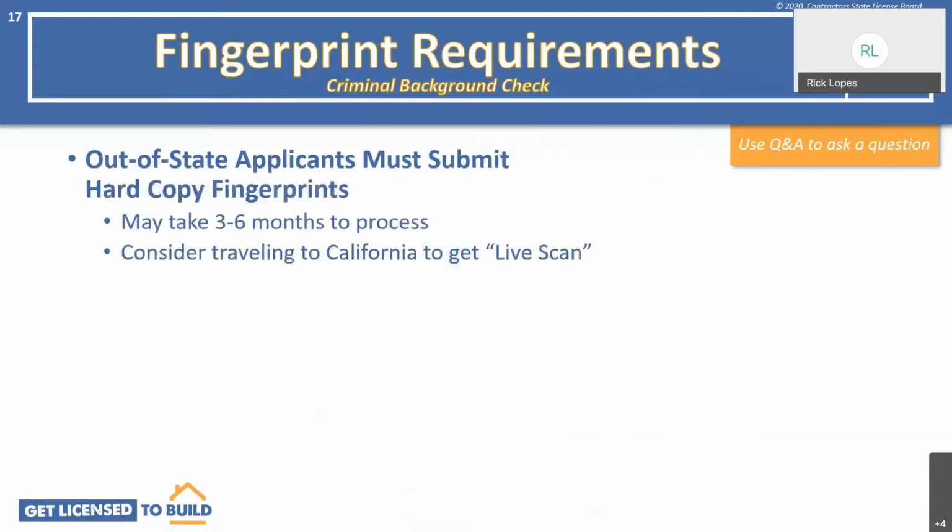If you're out of state, it's going to be a little bit tougher for you to get us fingerprints. That's because the law requires that you submit hard copies of them the old-fashioned way. And those can take anywhere between 3 and 6 months for the FBI, Department of Justice, to process. So when things settle down some more with the COVID health emergency, you may want to actually consider traveling to California to get your electronic live scans done here.